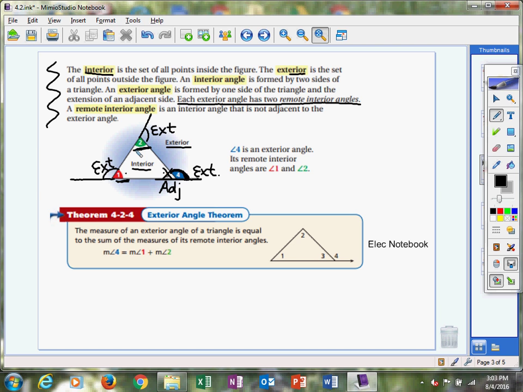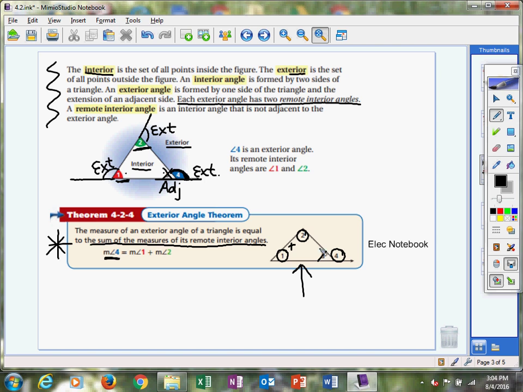Okay, so let's talk about this exterior angle theorem. It's really cool, the relationship that happens here. The measure of an exterior angle of a triangle is equal to the sum of the measures of its remote interior angles. So if you look at the triangle that's given here, here's your exterior angle. So there's angle 4. So the measure of angle 4 is going to equal, and you're going to add angles 1 and 2 together because they are remote interior.